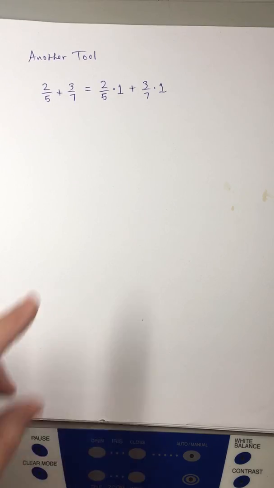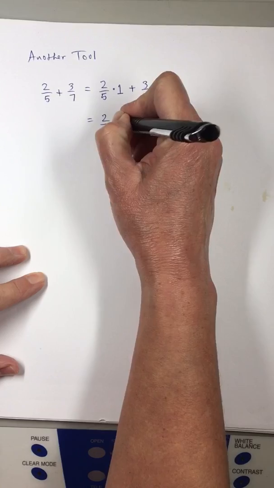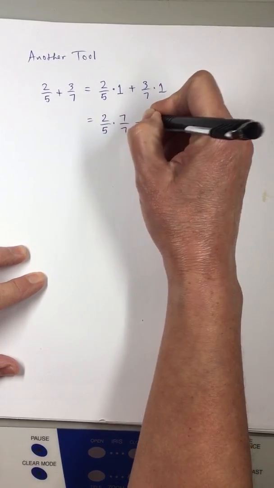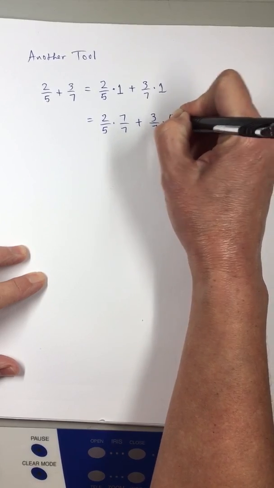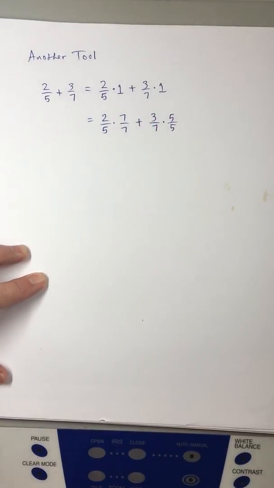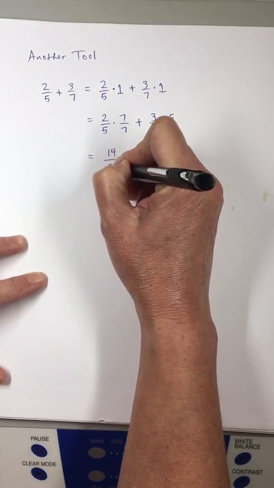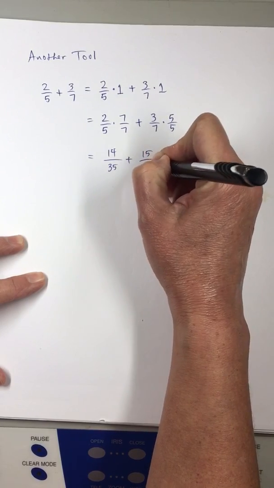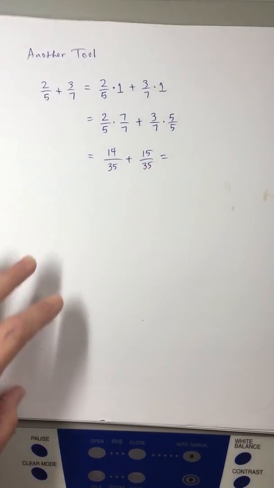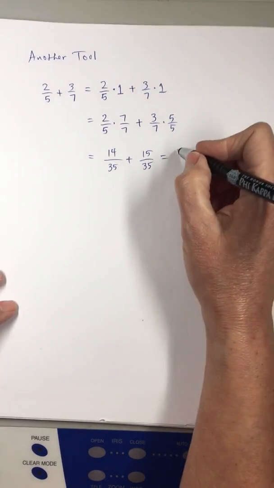Now the 1 on the first fraction, I'm going to write it as 2/5 times 7/7. And on the second one, 3/7 times 5/5. And this will be 14/35 plus 15/35, and the final answer is 29/35.